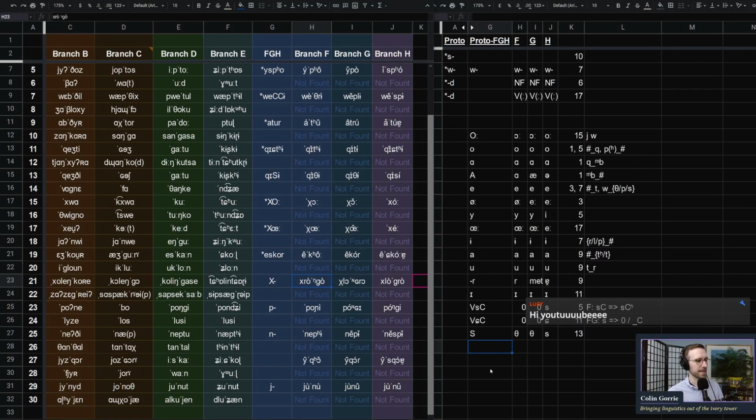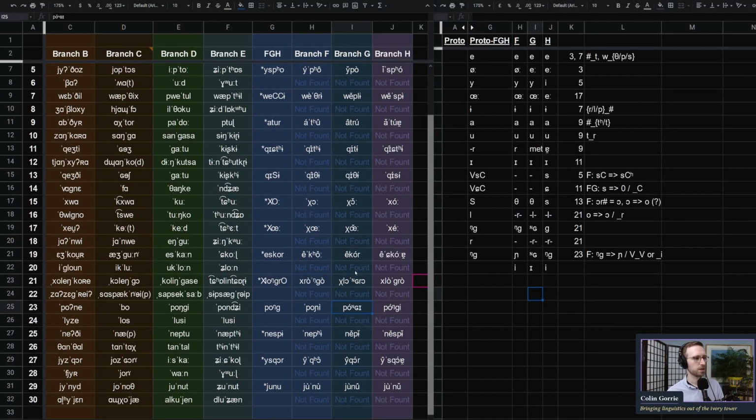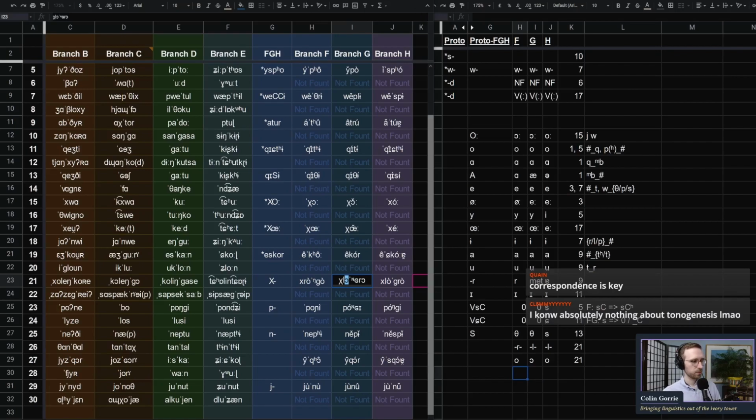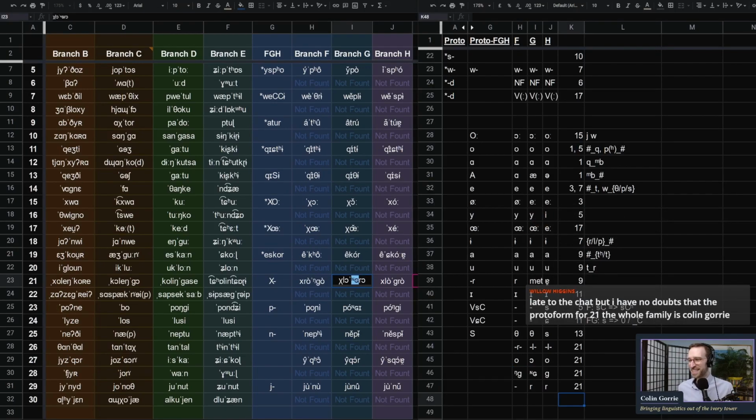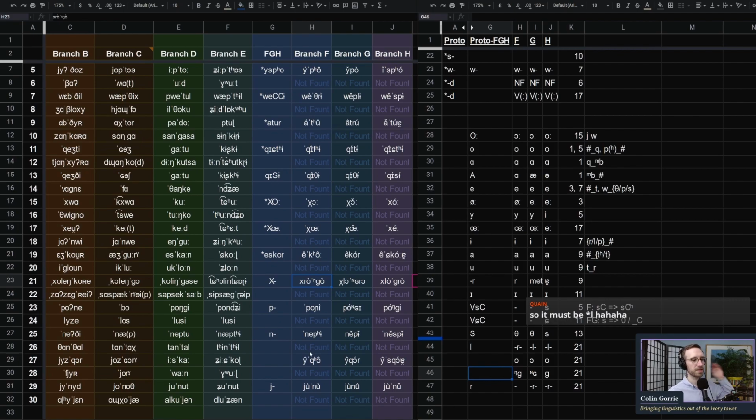So then what next, what do we have next? We have uvula here, and then we have pre-nasalized velar stop. I think the protoform for 21 for the whole family must be my name, which I'm very touched and flattered. The question is, is it going to be uvular or velar?